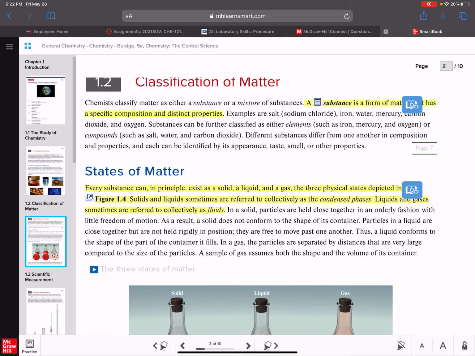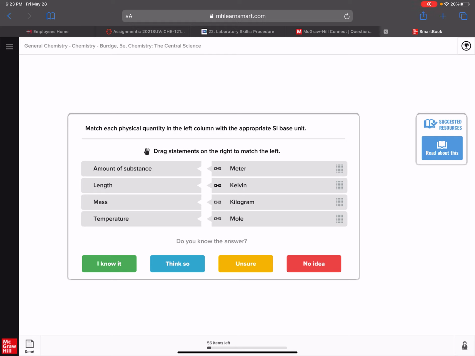Do you guys see at the bottom left of the screen where it says practice? Okay, it is about reading the book, but this is where the grades come from, okay? And so matching the amount of a substance with how it's measured, and let me show you.